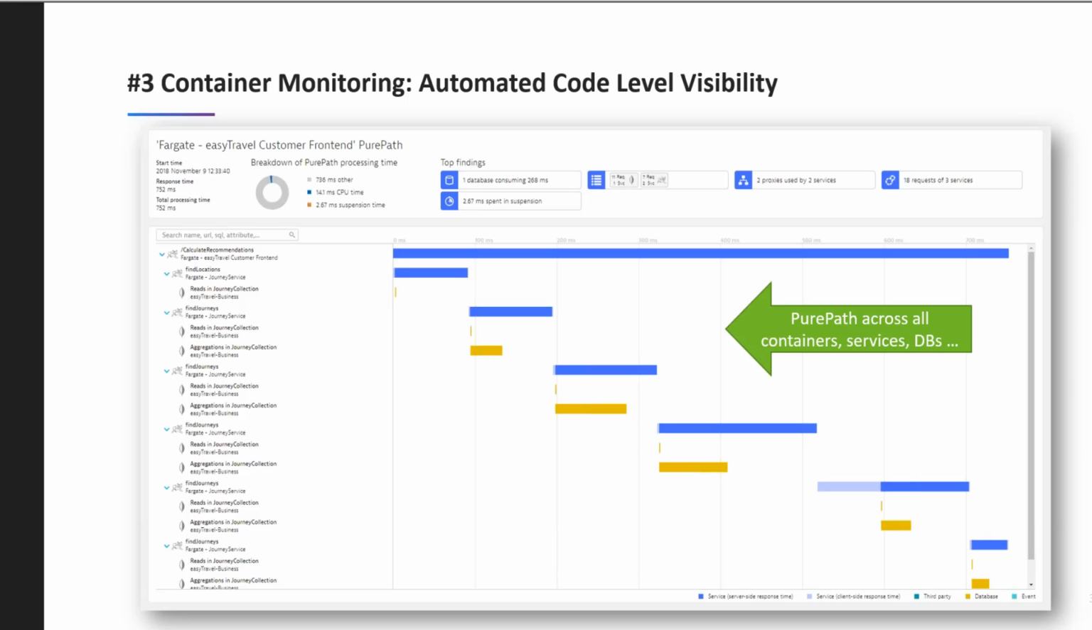Here again, this is how it looks like from a PurePath perspective. That means we really trace every single transaction end-to-end, whether it runs in a monolith on-premise or whether it runs in containers in Fargate or in Kubernetes.